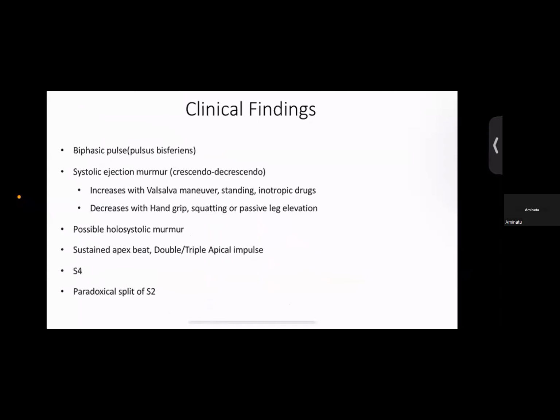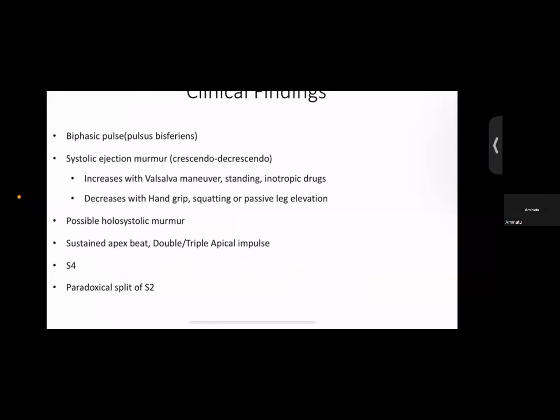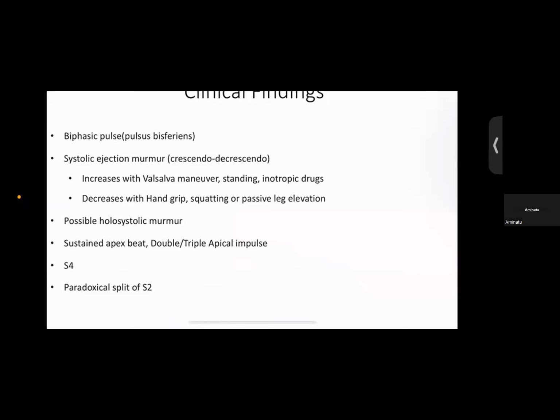So what are the clinical findings? We find a biphasic pulse in the patient, and a systolic ejection murmur, that is the crescendo murmur, which is similar to the murmur of aortic stenosis. And this murmur increases with any maneuver that decreases peripheral vascular resistance. It increases with Valsalva maneuver, standing, and inotropic drugs, and the murmur also decreases with hand grip, squatting, or passive leg elevation. There could be a possible polysystolic murmur.